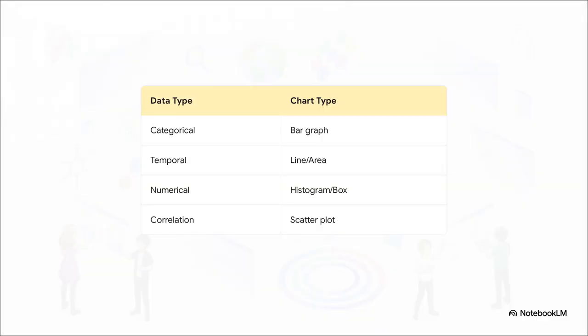So how does that pairing actually play out? Well, if you're comparing discrete categories, a bar graph is going to be your best friend. Trying to show trends over time, you'll definitely want a line or an area graph. If you need to show the distribution of numerical data, you're looking at a histogram or a box plot. And for checking the correlation between two different variables, you can't beat a scatter plot. The takeaway here is that there is absolutely no one-size-fits-all. Your data dictates the shape, not your personal aesthetic preference.